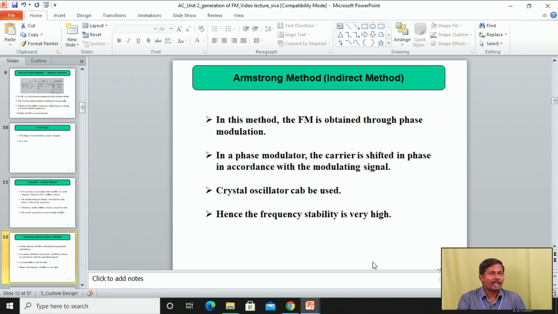To overcome these limitations, the design engineers developed an indirect method named the Armstrong method. In this method, the FM is obtained through phase modulation. In a phase modulator, the carrier is shifted in phase in accordance with the modulating signal. The LC oscillator is replaced by the crystal oscillator. Therefore, the frequency stability is very high.